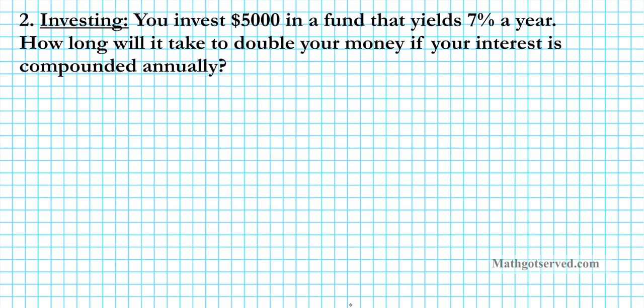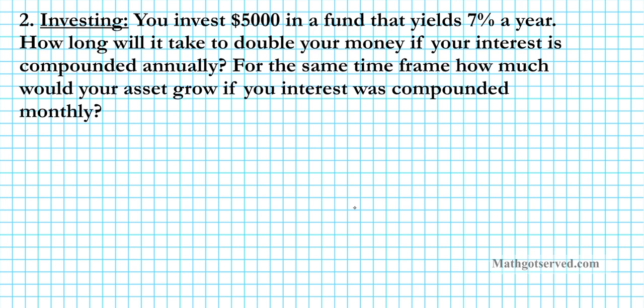All right, let's take a look at question number 2. Question 2 has to do with investing. It reads, you invest $5,000 in a fund that yields 7% a year. How long will it take to double your money if your interest is compounded annually? And let me add another piece to it. For the same time frame, how much would your asset grow if your interest was compounded monthly?